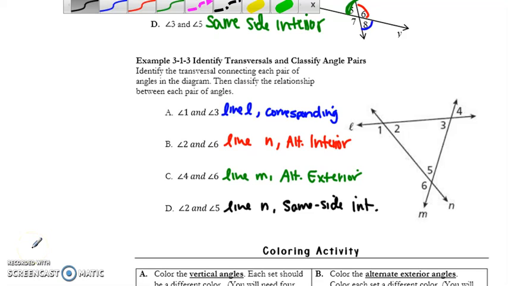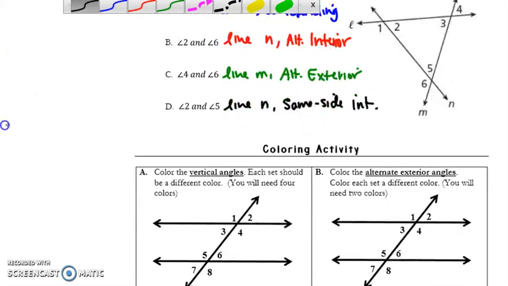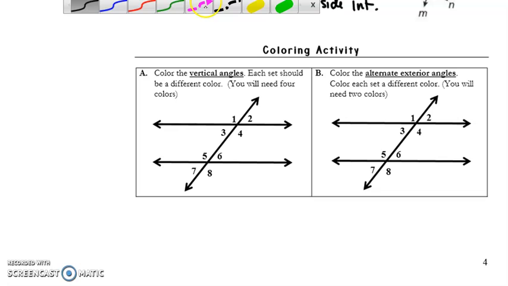All right, double check A, B, C, and D. Line L corresponding, line N, alternate interior, line M, alternate exterior, line N, and then same side interior for D. So color activity, we're going to, with our colors, identify the vertical angles. So you can color them, although you don't want to cover up the numbers. That might be nice to still have the numbers just in case.